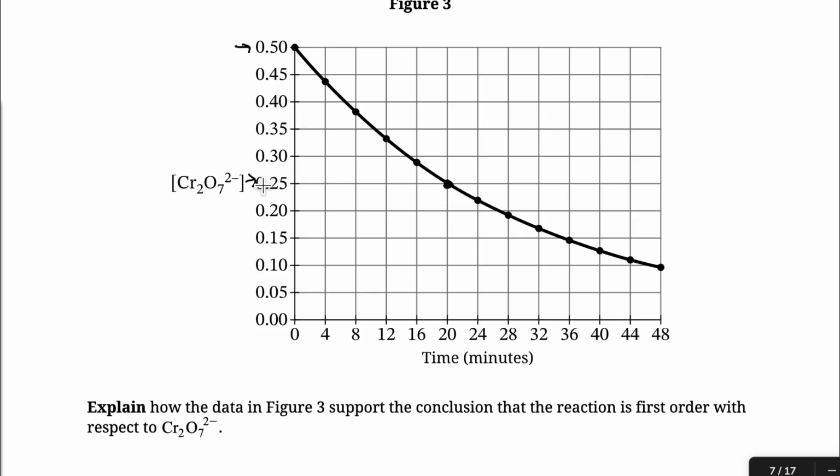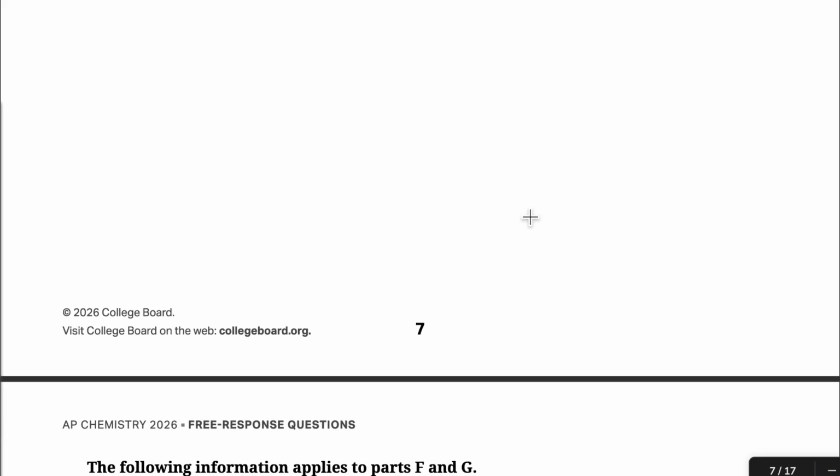And then if you go from 0.25 to about 0.125, that would be the next half-life. Notice how now we're at 40 minutes. It took another 20 minutes. So our half-life stayed the same, meaning that reaction is first order. So you would write, because the half-life stayed consistent over time, this proves that the reaction is first order kinetics.